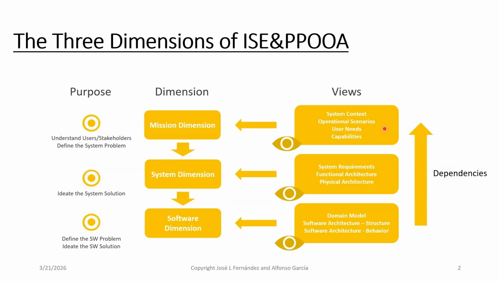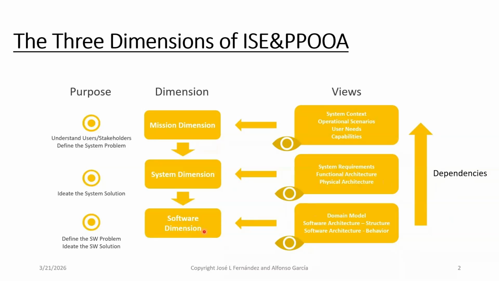Next, we have the system dimension, where we focus on ideating the solution according to the definition of the problem. Here is where we define the system requirements and a function architecture that is consistent with the views of the mission dimension, and from it, we will derive the physical architecture of the system.